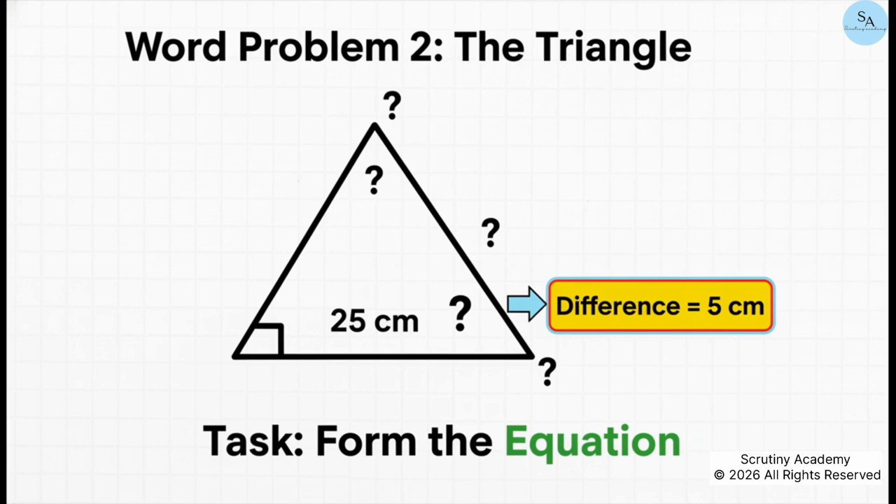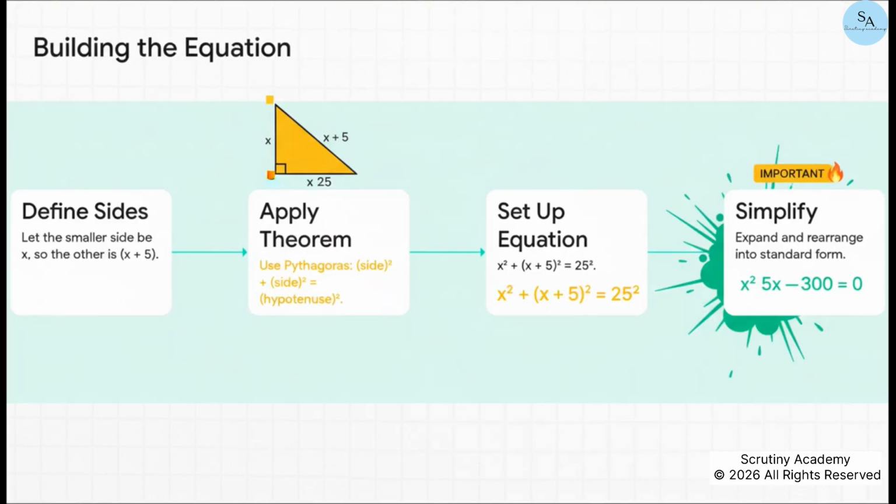Ready for one more? Let's try a geometry problem this time. We have a right-angled triangle. We know the hypotenuse is 25 centimeters, and the difference between the other two sides is 5 centimeters. Let's form the equation. Now, whenever you see the words right-angled triangle in a math problem, your brain should immediately scream Pythagoras theorem.